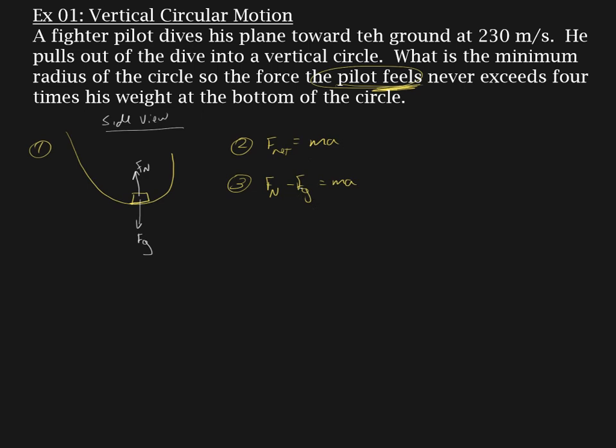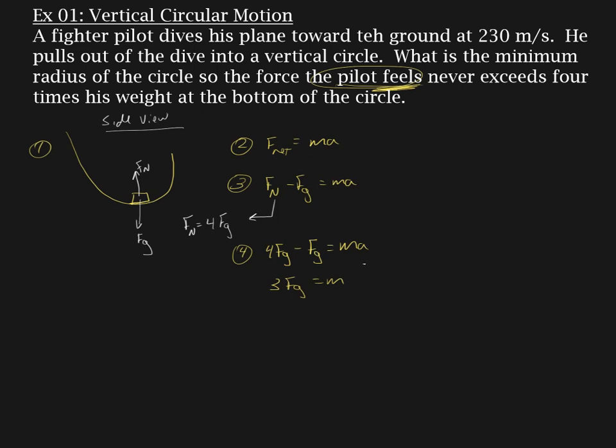Now, the normal force can never exceed 4 times the person's weight. So we're going to redefine the normal force based on the information given. We're going to say that the normal force is equal to 4 times the person's weight, or 4 Fg. Okay, so in step 4, we're going to start solving this. We write 4 Fg minus Fg is equal to ma. So 4 Fg minus Fg is 3 Fg, which is equal to ma.